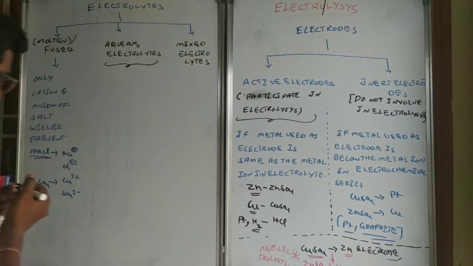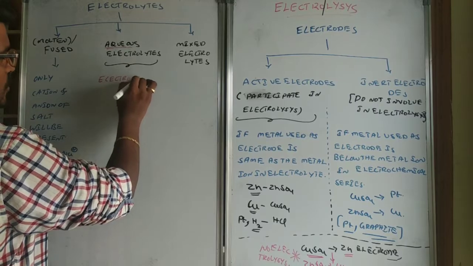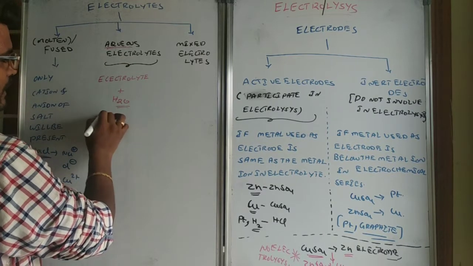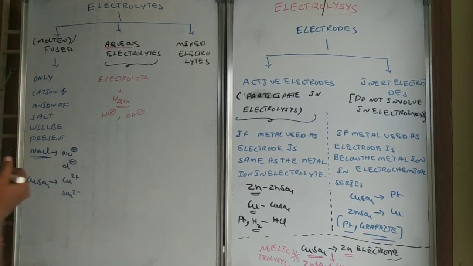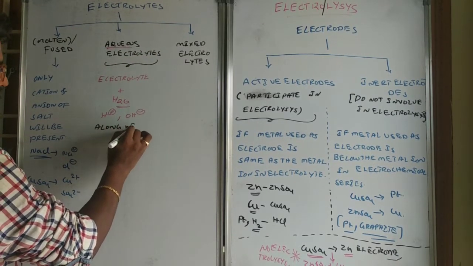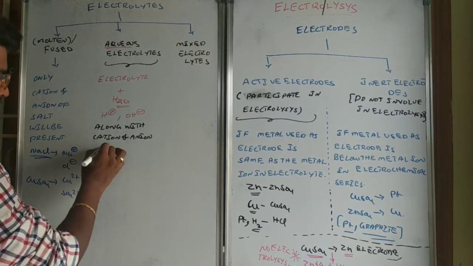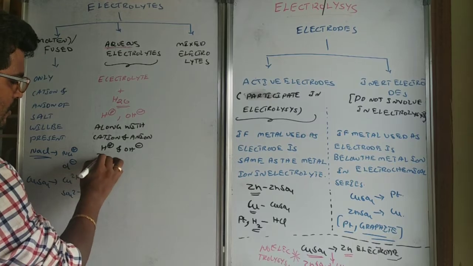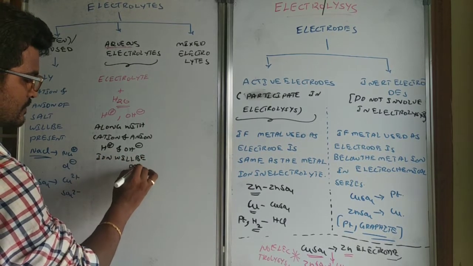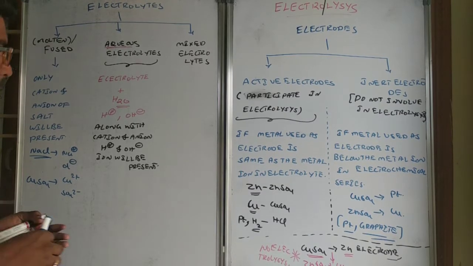If you take aqueous electrolytes, you know very well, it is a combination of electrolyte plus water. We know very well water will have H plus ions and OH minus ions. The electrolyte will have the cation and then anion. Along with cation and anion, H plus and OH minus ions will be present. This is known as the aqueous electrolyte.